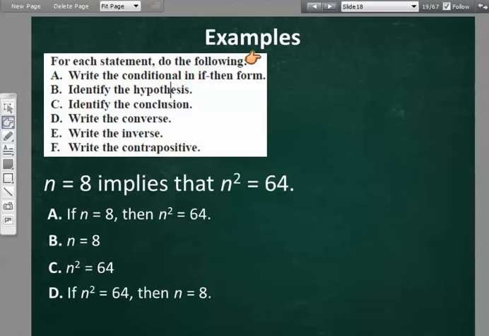D says write the converse. Well, remember, the converse is just flipping the hypothesis and the conclusion. So this is how it reads. If n squared equals 64, then n equals 8. See, all I did was switch places.